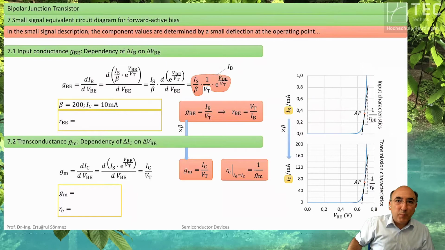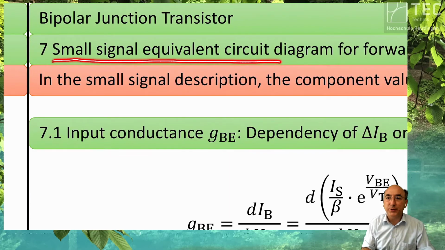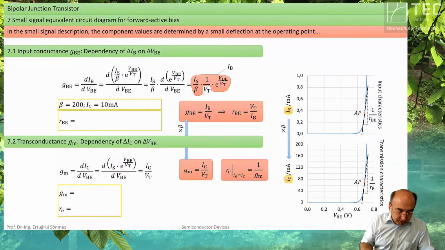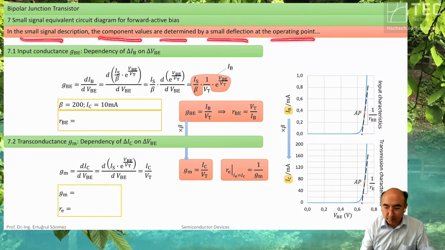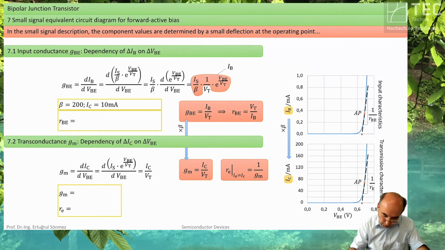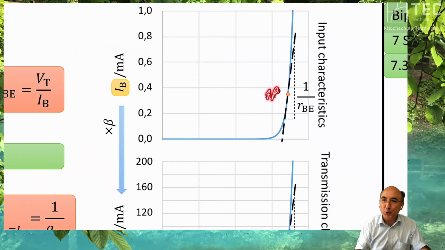But let's be more realistic. So now we go to the small signal equivalent circuit diagram. In the small signal description, the component values are derived by a small deflection at the operating point. Yes, a small deflection. So again, we have a large signal curve. In the large signal curve, we have our operating point. And in this operating point, we have a slope.